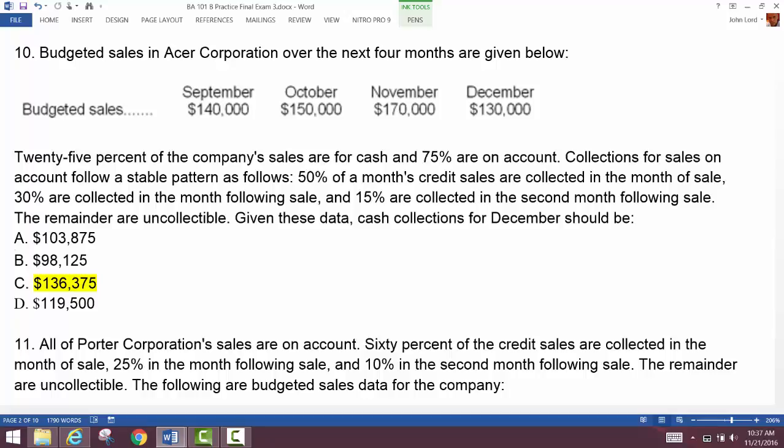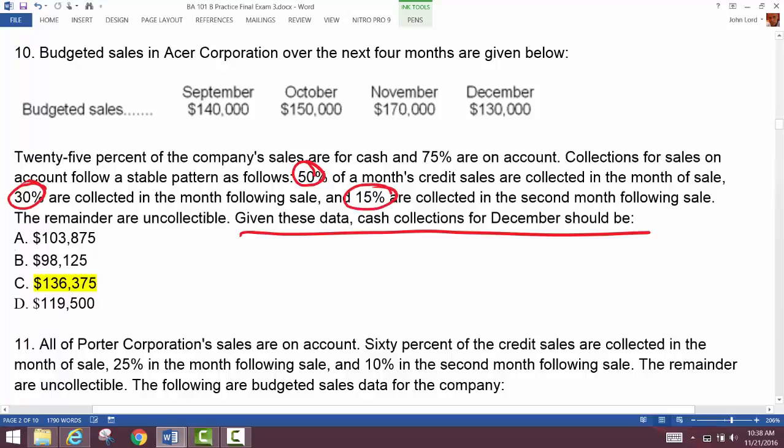Okay, so what's happening? They want to see what our cash collections for December should be, right? And they tell us that 25% of the company's sales are for cash, 75% are on account. Collections on accounts follow a stable pattern: 50% of the month's credit sales are collected in the month of sale, 30% in the month following the sale, and 15% are collected in the second month following the sale, and they want us to figure out December, right?